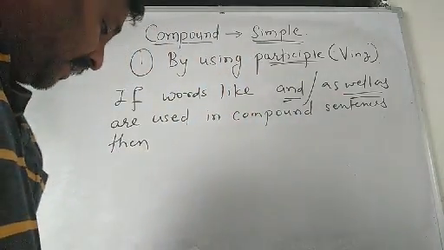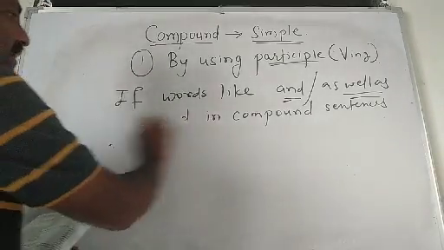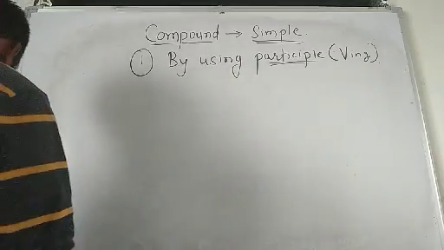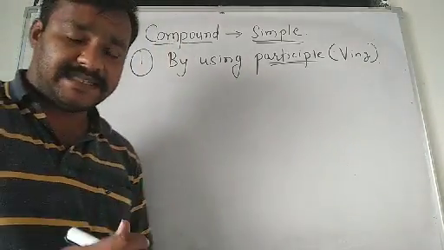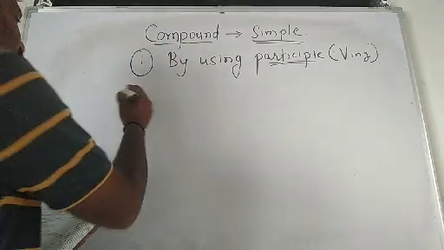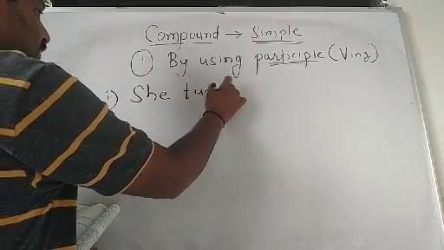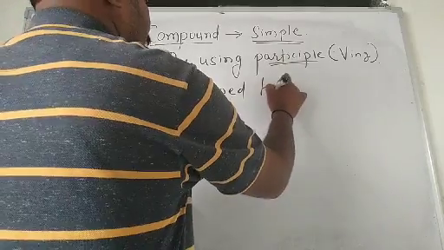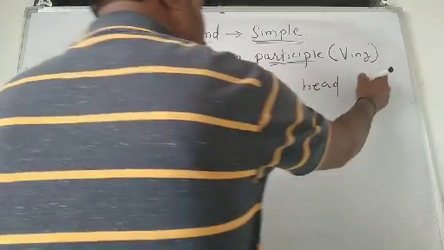Let me give you some examples of when we have to use these participle forms, when words like and or as well as are used in compound sentences. For example, the first example we will observe: She turned her head and looked about.